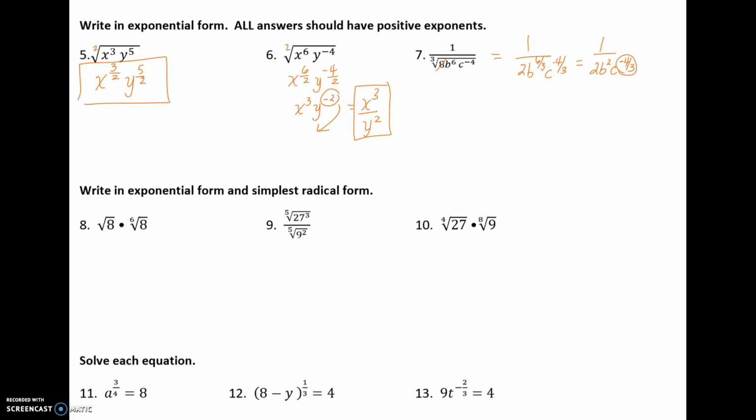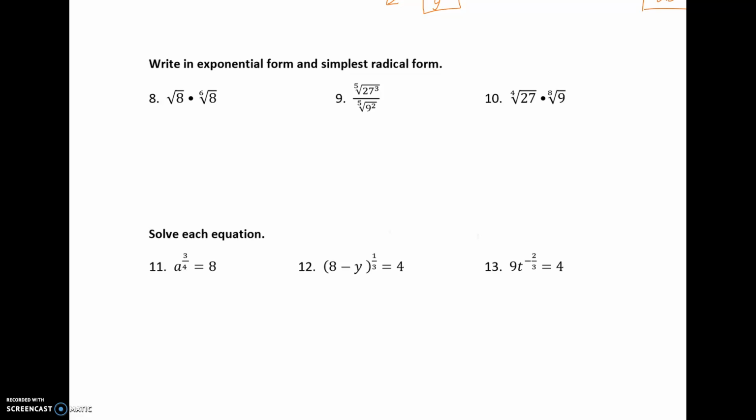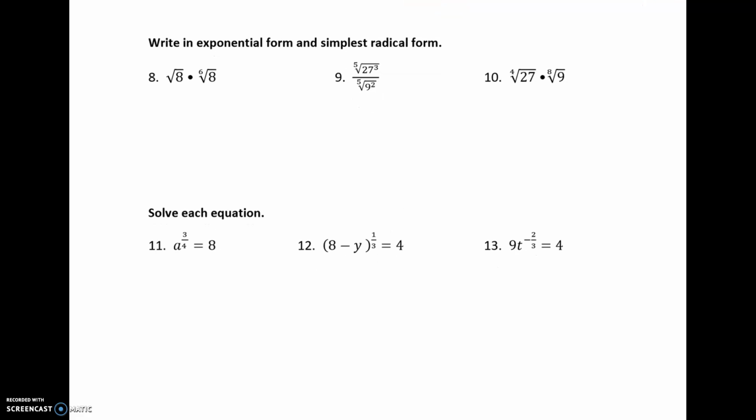Well, can't have a negative exponent. If it's in the denominator, it moves to the top with the C. So this becomes the base C to the positive 4/3 over 2b squared. And we're done. I think these tend to be the most difficult, where you have them in radical form and it says write in exponential form and simplest radical form.